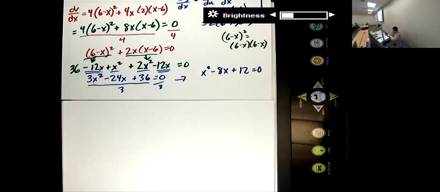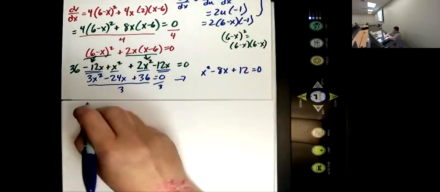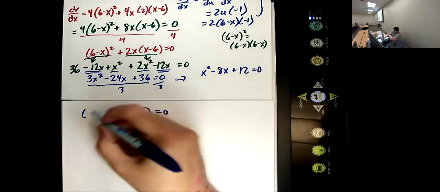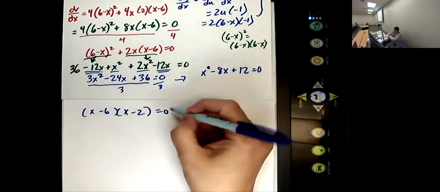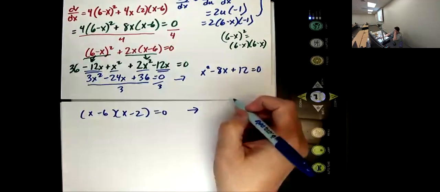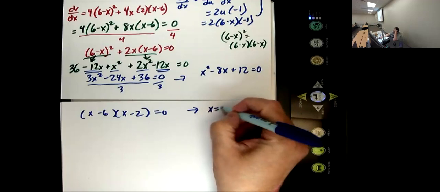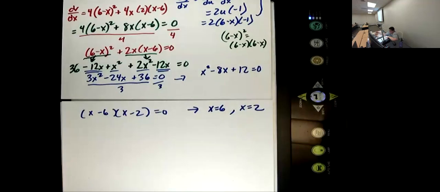Right. All right. What's x squared minus 8x plus 12 factor to? And so what do we get as our answers for x? All right. These are critical points. This is where things change.